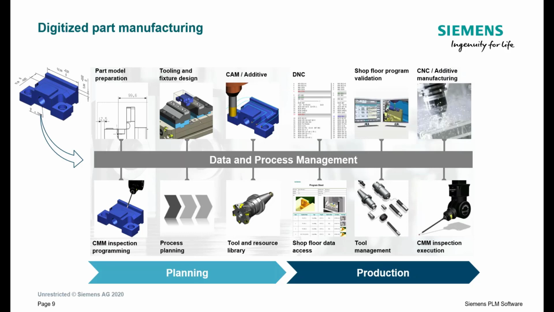Create an associative and complete shop documentation. Using a digital twin of the complete machining setup lets you drive an efficient and flexible production process. For example, if there is a design change or if you need to change a fixture, this update can be automatically replicated in the documentation all the way to the shop floor.